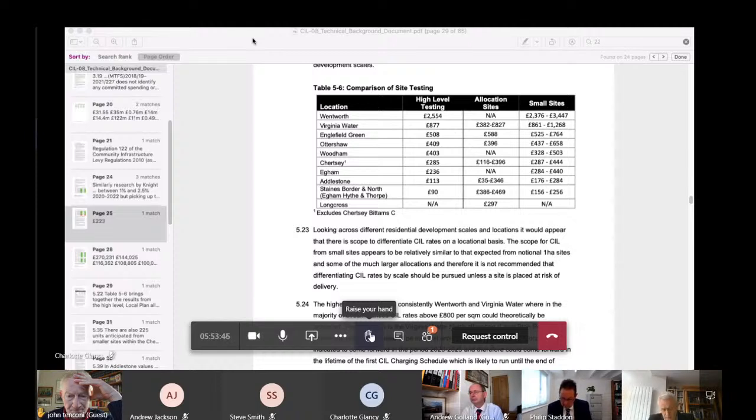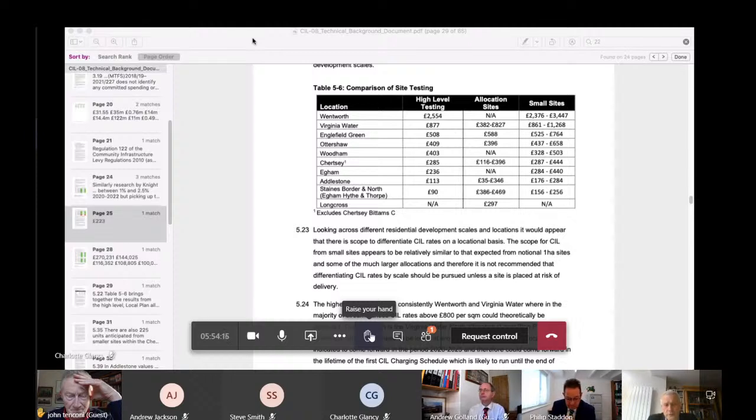Just coming back to the point in terms of sensitivity analysis for rates, obviously what we've tried to do is apply a buffer to ensure that any rates that come forward do not place development at risk in terms of economic viability. And we've done 50%. I know this is probably later on the agenda, but we've applied a 50% buffer in a normal housing market because we know that this is our first charging schedule.